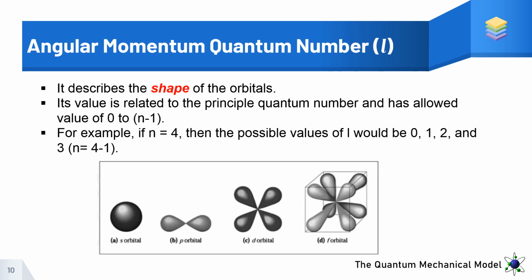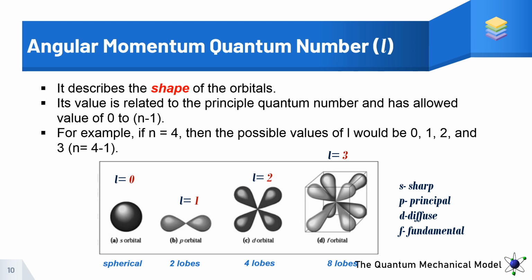So let's have this illustration. For the s, or if the value of L is 0, that would be an s orbital, and it has a spherical shape. If the value of L is 1, it falls under the p orbital, meaning to say it has two lobes, as you can see in the illustration. If the value of L is 2, it is found in the d orbital, which has four lobes. And if the value of L is 3, it has 8 lobes, which can be found in the f orbital.